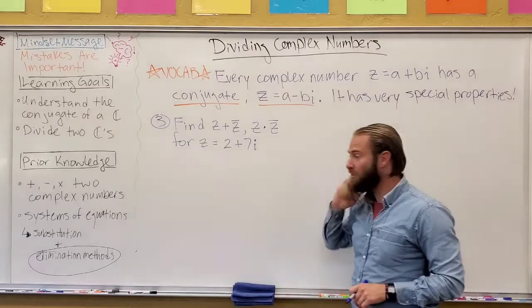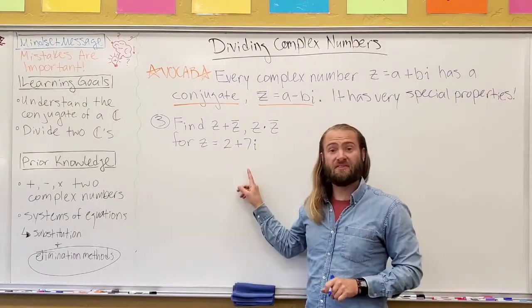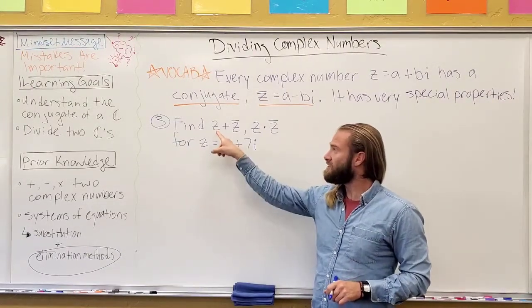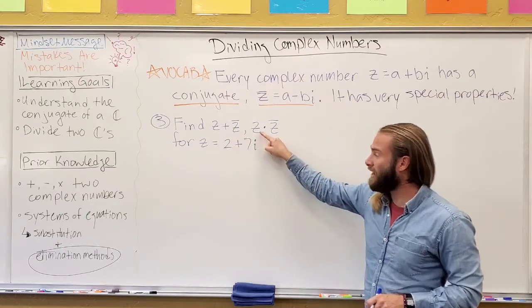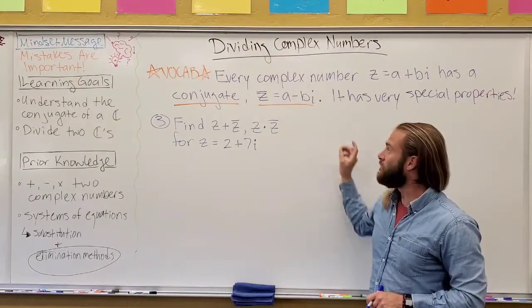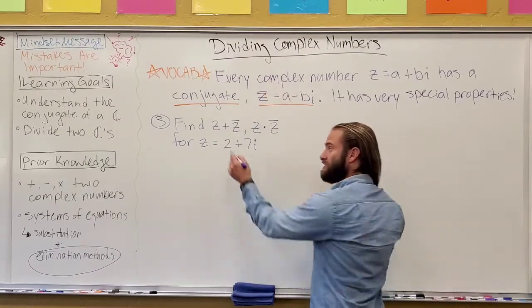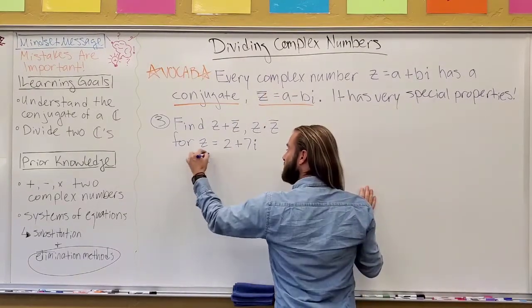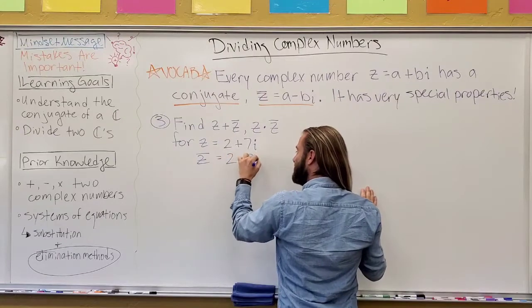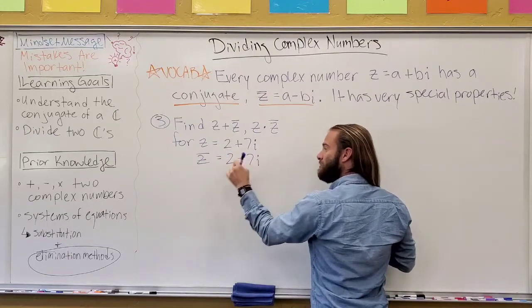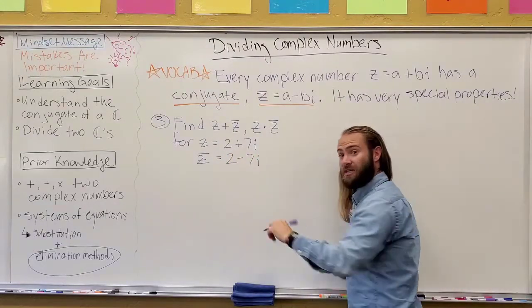So let's say we have a complex number z, 2 plus 7i. Go ahead and find the sum of z and its conjugate and the product of z and its conjugate. Remember, this bar on top means the conjugate, right? So if z is 2 plus 7i, z bar is 2 minus 7i. Notice I did not make the 2 negative, only the 7.